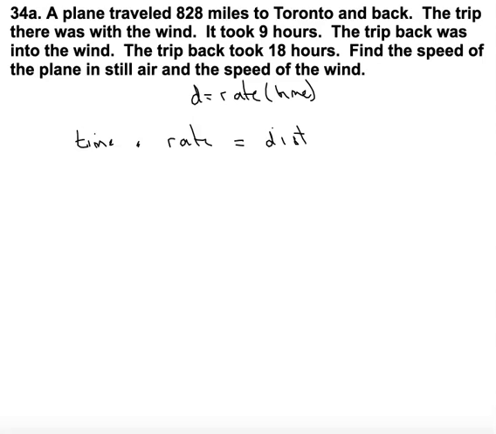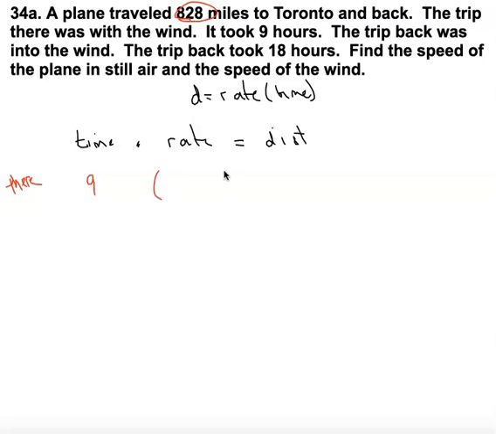So some information is given here. The plane traveled 828 miles to Toronto and back. So 828 there, 828 back. The trip there with the wind took 9 hours. So it took me 9 hours to go. What we don't know is the speed of the plane and the speed of the wind.